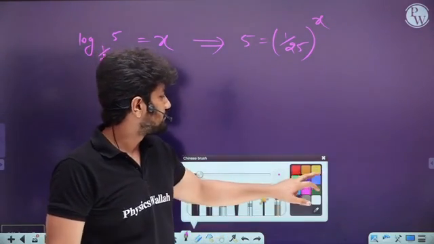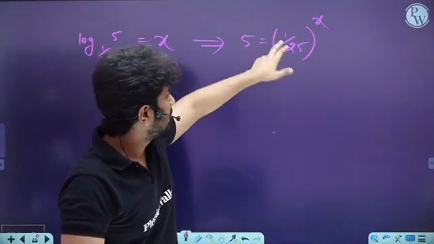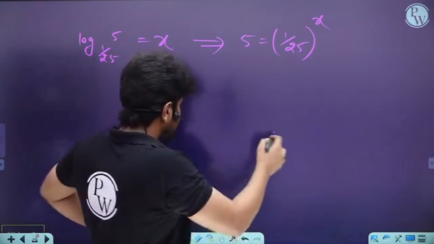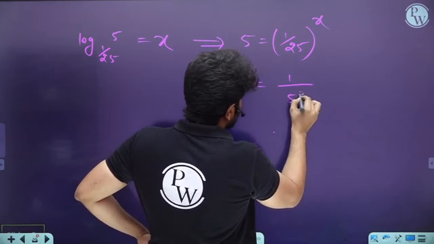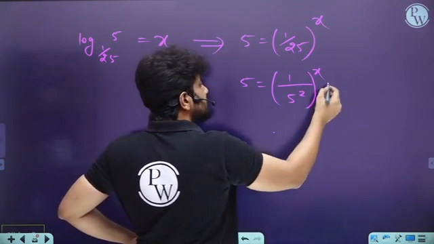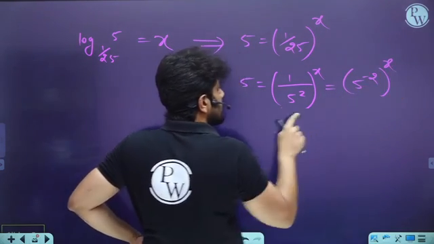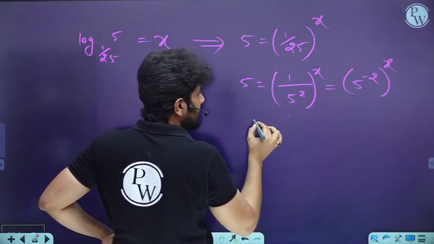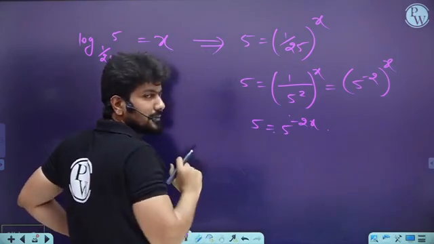Okay, now, 1 by 25 raised to the power x is equal to what? 1 by 25 means 1 upon 5 square. Okay, we can convert it into the exponential format. That 5 is equal to 1 upon 5 square whole raised to the power x. 1 upon 5 square can be written as 5 raised to the power minus 2. Now the powers will get multiplied. So 5 is equal to 5 raised to the power minus 2x.